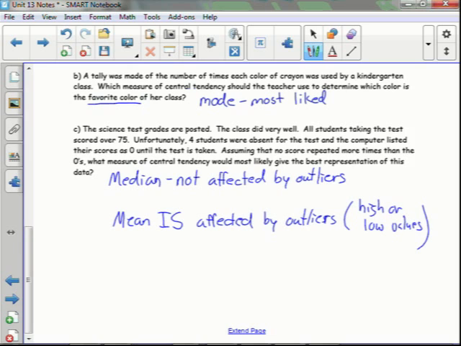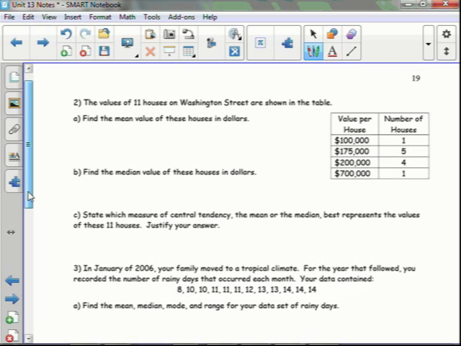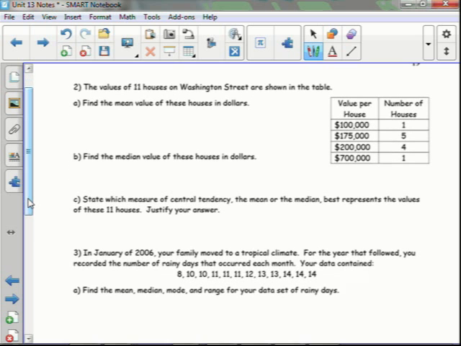Okay, so there's an example of some different types of places where we would use the mode, where we would use the median, and where we would use the mean. Okay, now number 2, very popular type of question. I want to make sure that we go through it so you can see how the setup is and sometimes where the points of confusion are.